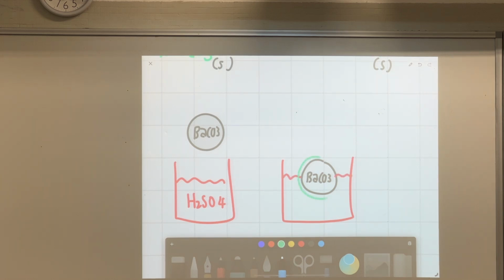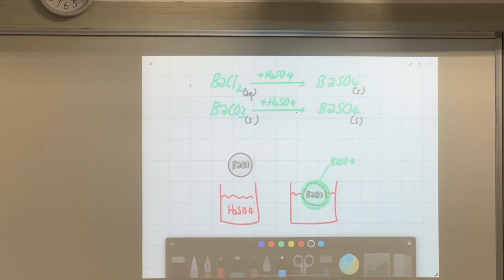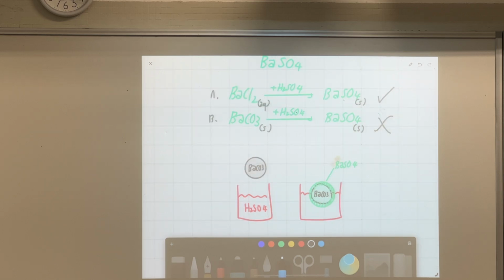You know this is a shell of barium sulfate, right, which is insoluble. If this is insoluble, it will block the sulfuric acid from further reacting with the carbonate, from getting in further. It forms a protective shell on the outside. So this is why the second method should not be used, because it will form an insoluble layer of barium sulfate, preventing further reaction.